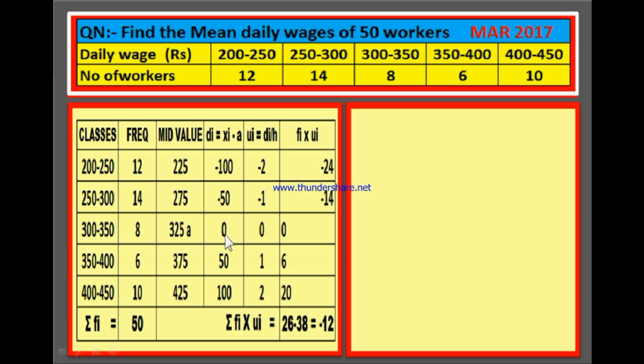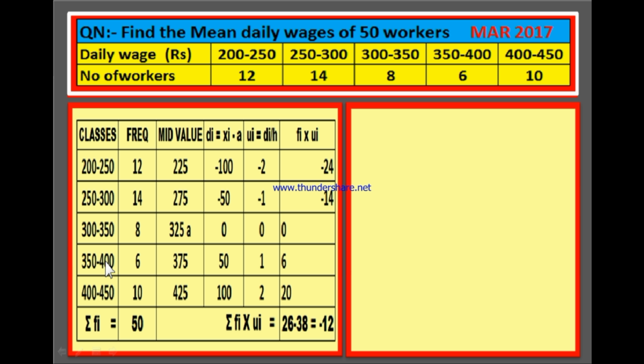Now, after writing di, let us write ui. Ui is nothing but di by h. H stands for height of the class, or class interval. Height of the class is nothing but the difference between any two successive lower boundaries or any two successive upper boundaries or any two successive mid values. You take any two successive mid values and you find the difference. What is the difference here? 275 minus 225, difference is 50. Therefore, h is 50.